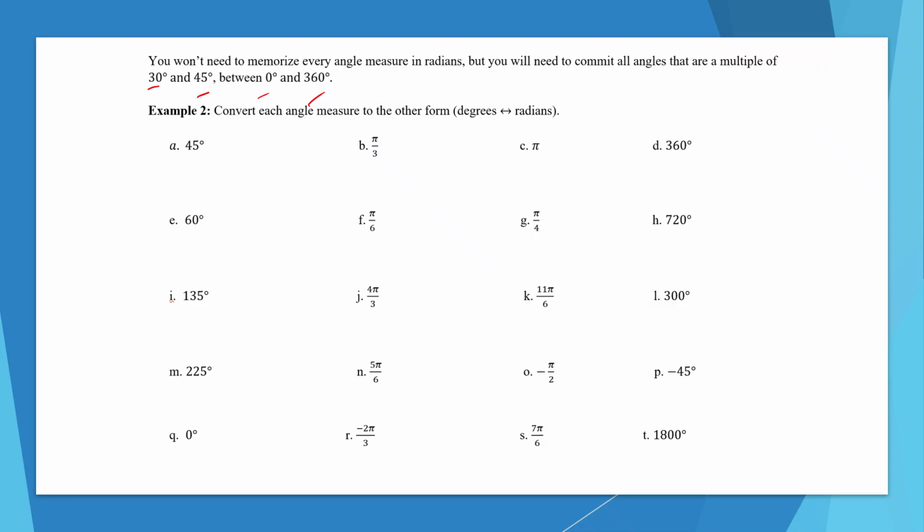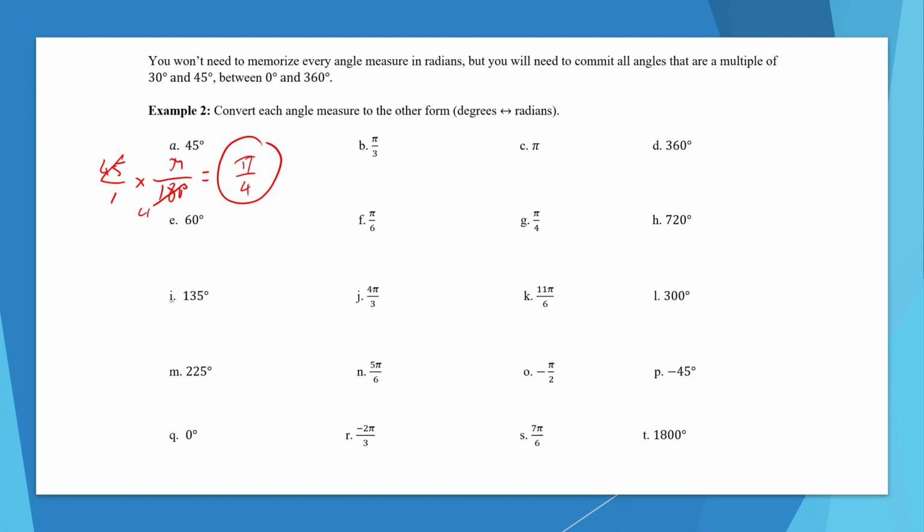Example 2, convert each angle measure from one form to the other. So here we have degrees, we have radians, and then more degrees there. So we just got to convert it to the other. So let's do that now. And so for example 1, 45 degrees. If we do this times pi over 180 degrees, 45 goes into 180 exactly 4 times. So this will cancel out to just be 4. And so this should be pi over 4. So that should be our answer for A.